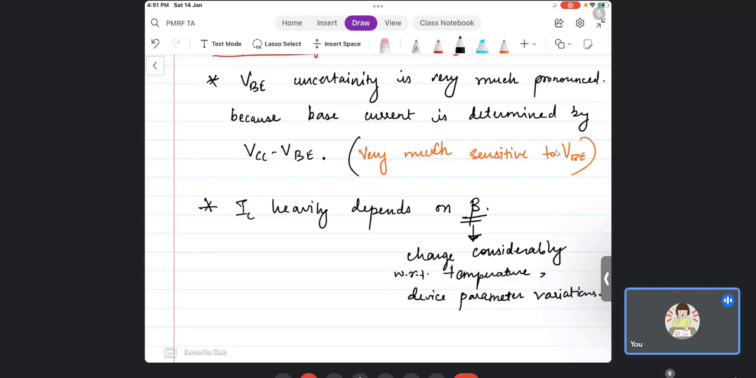What are device parameter variations? When you make a transistor at the semiconductor level, a lot of things come into the picture. I'm not going into that. You can think of it like painting something. If you mix more water into your paint, it will get diluted. If you mix less water, it will be thick. Depending on that, it will affect your painting, right? Just like that, when these devices are made, a lot of factors come into the picture.